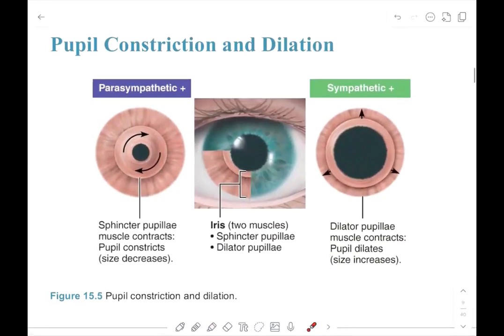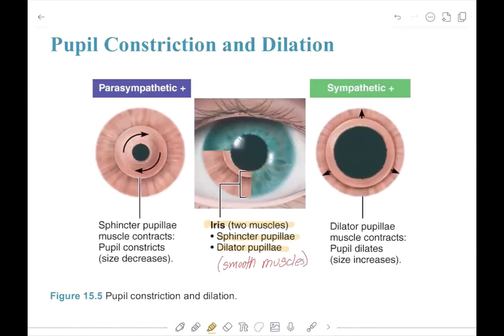Our next slide is showing the choroid layer, and specifically within the choroid layer, this is the vascular layer because there are blood vessels. There is the iris, and the iris is made up of two different muscles. There's what's called the sphincter pupillae and the dilator pupillae. And both of these are smooth muscles, so that means they are under autonomic control. So they automatically respond to light.